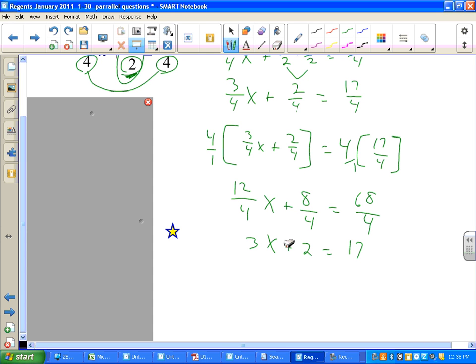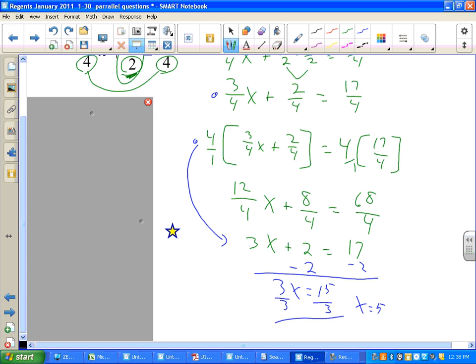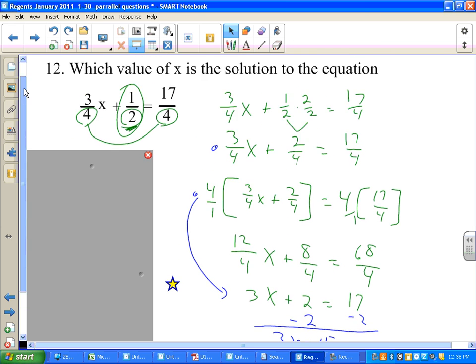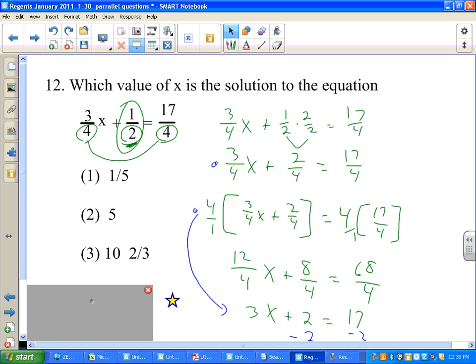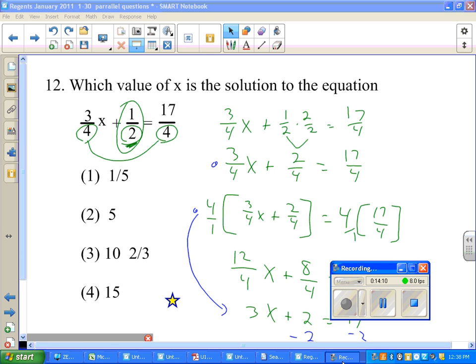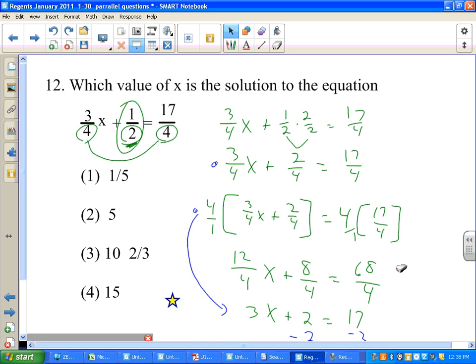What would I do? I'd write down this step, I'd write down this step, and I'd go right to there. Subtracting 2 from both sides, 3x equals 15. Dividing everything by 3, x is 5. Did we answer the question? Which value of x is the solution to the equation? We solved for x is 5, and it is choice 2. Let's take a look at the next question, see if we're going to do it in the next part or in this part.